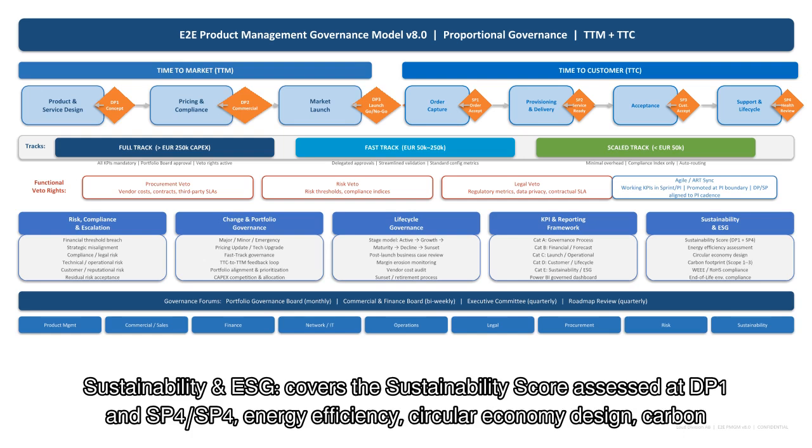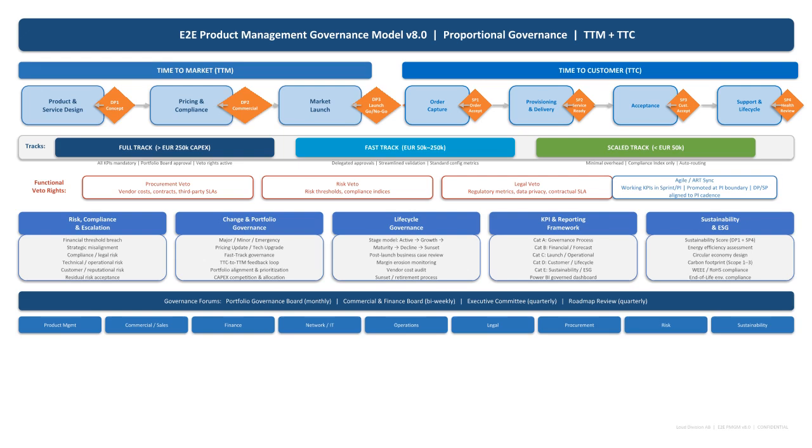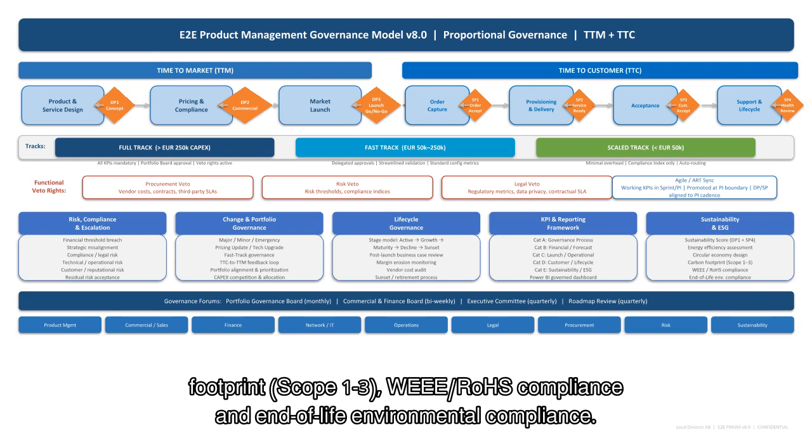5. Sustainability and ESG covers the sustainability score assessed at DP1 and SP4, energy efficiency, circular economy design, carbon footprint, scope 1 to 3, WEEE/RoHS compliance, and end-of-life environmental compliance.